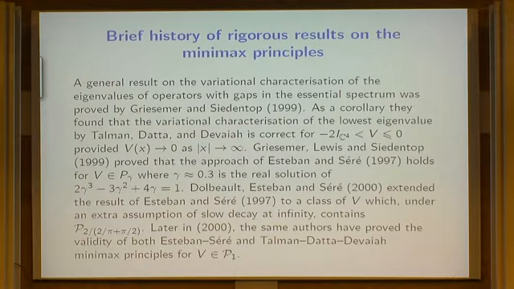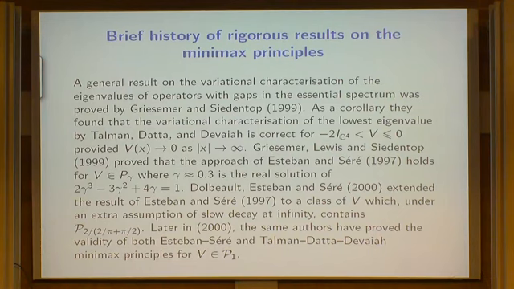Okay. Then in the same year, together with Lewis, they published an article where they proved that the approach of Esteban and Séré, the one with the spectral projections of the Dirac operator, holds for V's up to the coupling constant, which is, well, about 0.3, and exactly the positive root of this equation.